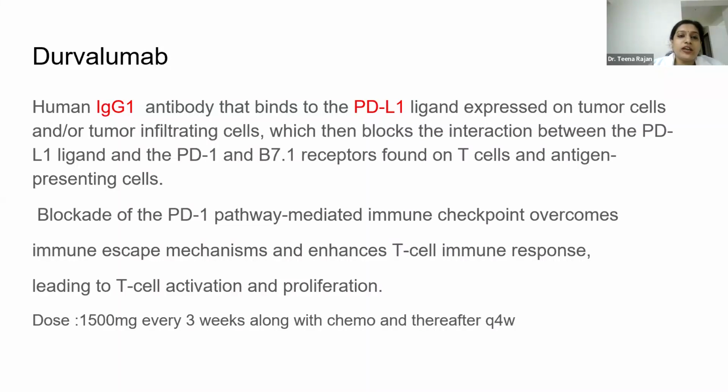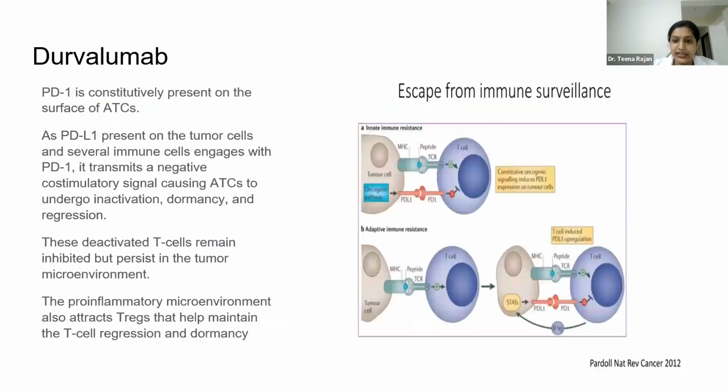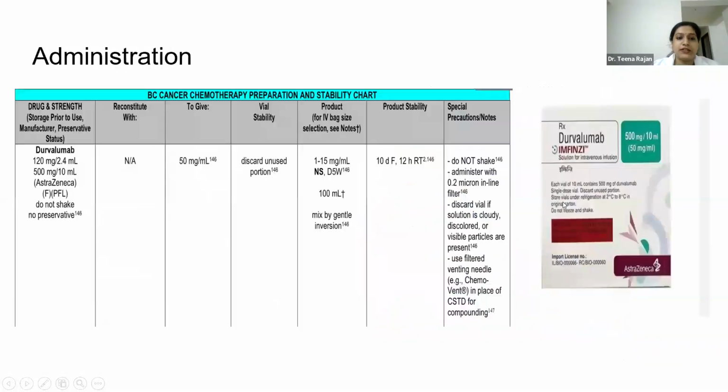Now, coming to the immunotherapeutic agents that we use in biliary tract tumor, the first one is durvalumab. As you all know, it is a PD-L1 agent. We all know the mechanism of escape from immune surveillance, where PD-L1 binds with PD-1, leading to inactivation of T cell activation. So if you block either of these with drugs like PD-1 or PD-L1 agents, it will lead to removal of the block and activation of the T cell pathway.